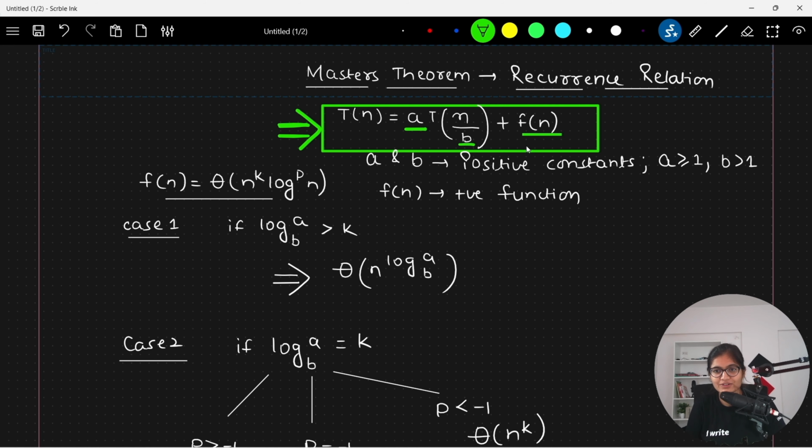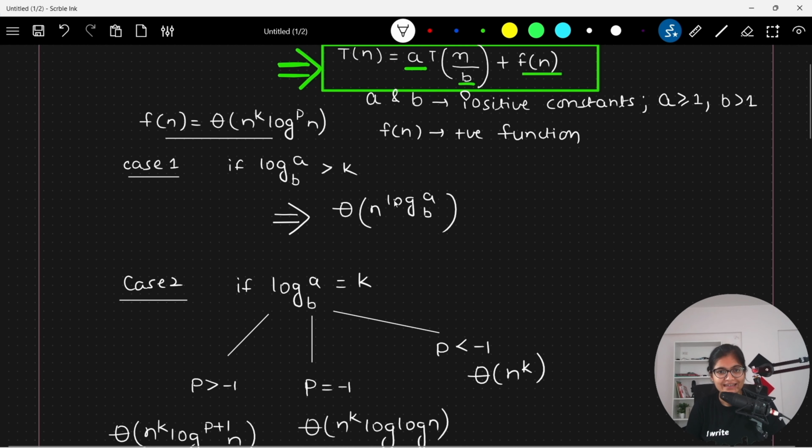Now, what is the constraint? As I told you, a and b are positive constants, and the value of a should be greater than or equal to 1, and the value of b is greater than 1. Now, this f of n can be represented in this form, where I am writing it as n to the power k log to the power p n.